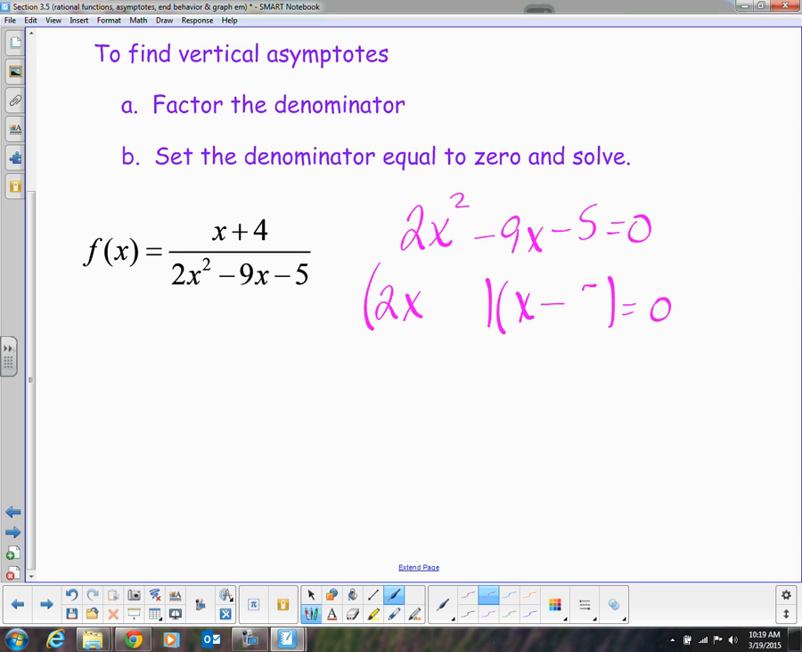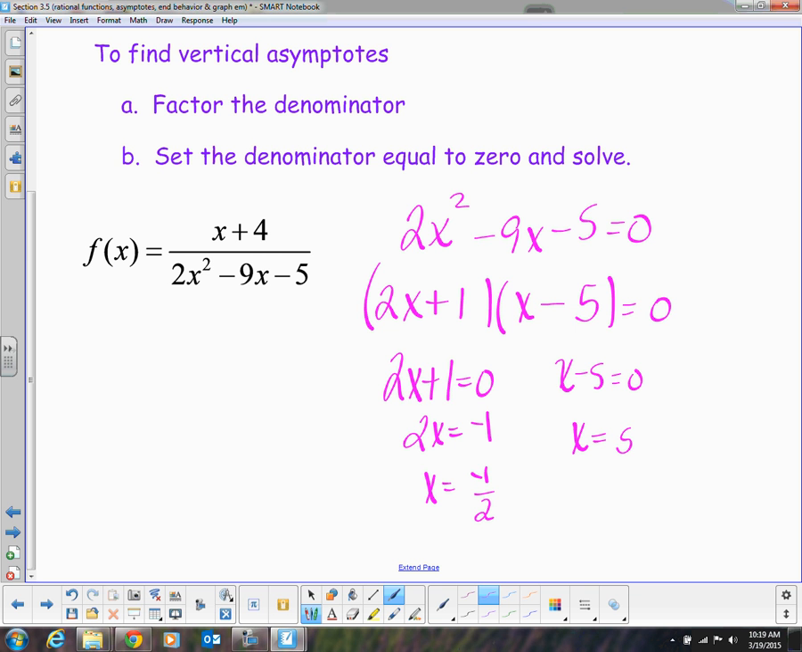Minus, plus, because that gives me -10 plus 1 is -9. So we'll say 2x plus 1 equals 0. 2x equals -1, x equals -1/2. Here we've got x minus 5 equals 0, x equals what? So where are the vertical asymptotes? x equals 1/2 and x equals 5.